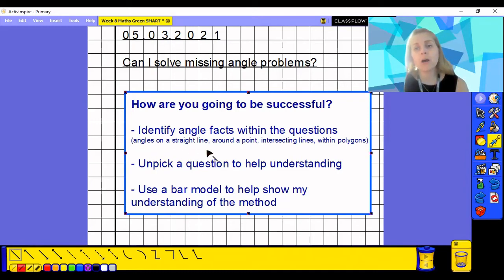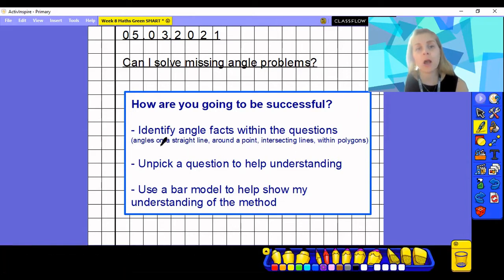So the fact that we know that the angles that are on a straight line will add up to 180 degrees. So it's important here to annotate that. Around a point, which we've just touched upon, in fact, we've got 360 degrees. Where lines intersect, so intersecting lines where they cross, and the fact that we've been talking a lot about polygons this week, so that's many-sided shapes. So you can see that we've been thinking and focusing on all of those different skills this week, which are going to help us be successful at solving missing angle problems.